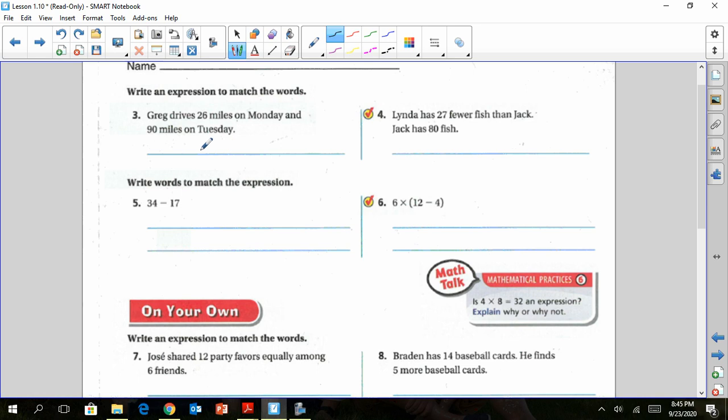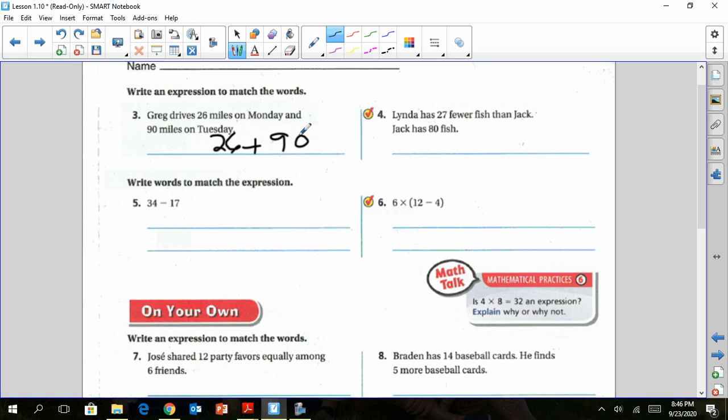For number 3, Greg drives 26 miles on Monday and then 90 miles on Tuesday. They want to know how many miles altogether has he driven. So we have 26 miles on Monday, 90 miles on Tuesday. When we want something all together, we're going to add them. We're going to take 26 and add 90 to that. 26 plus 90.